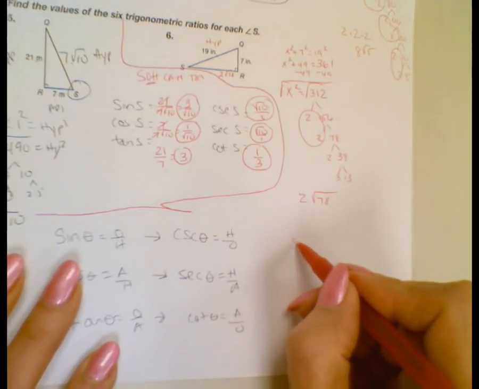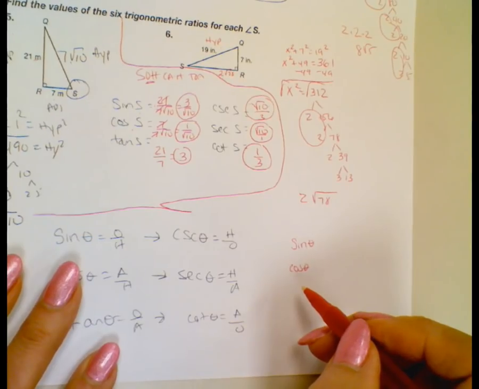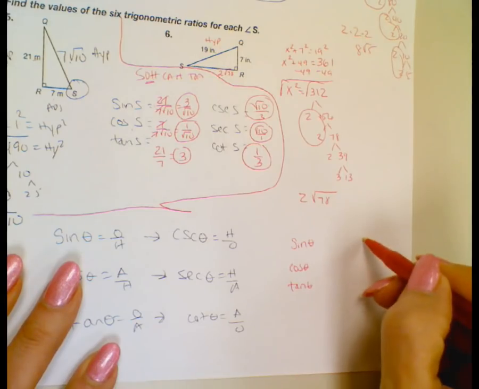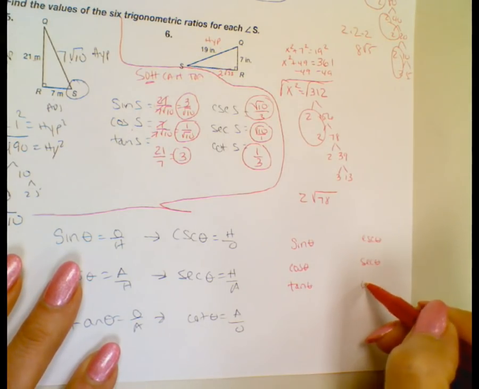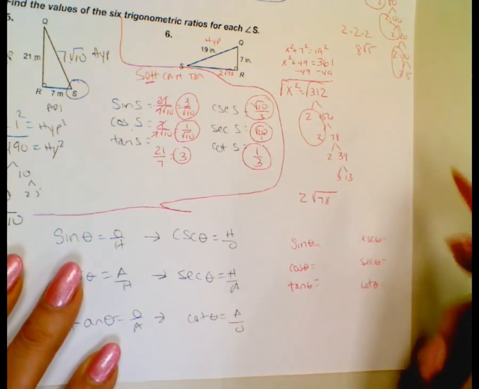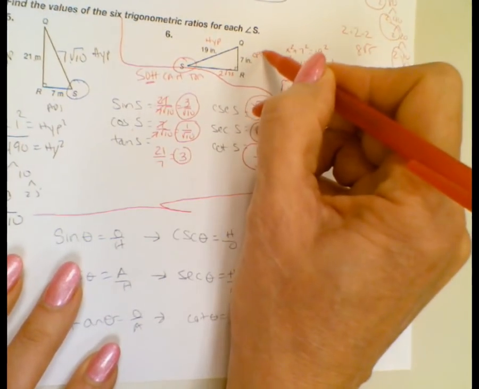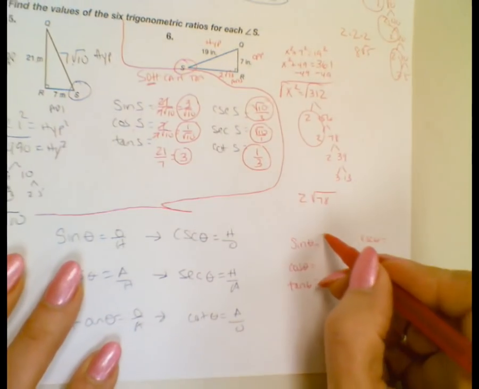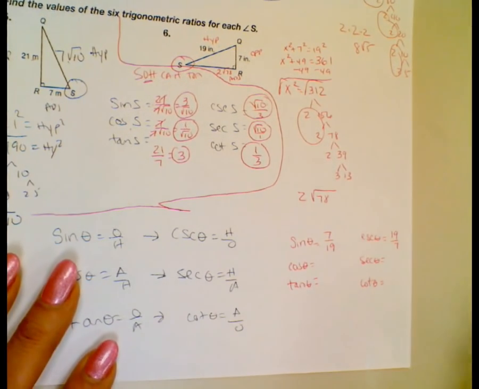We can do this. So sine of theta. So sine is, okay, so we're going from S. So this is the opposite. This is the adjacent. So sine is opposite, 7 over 19. Cosecant is 19 over 7. Those first 2 are easy.